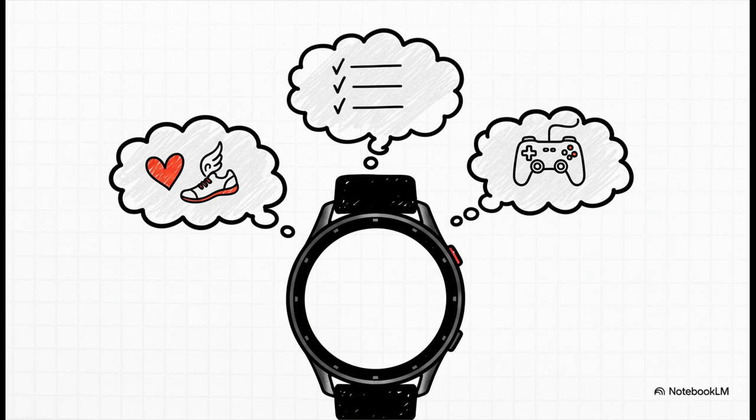So, path number one is building a full-blown application. This is where you can really unlock the watch's potential. You can tap into things like the Health Services API to create powerful fitness apps, or build totally unique standalone tools that bring something new right to a user's wrist. The sky is pretty much the limit here.